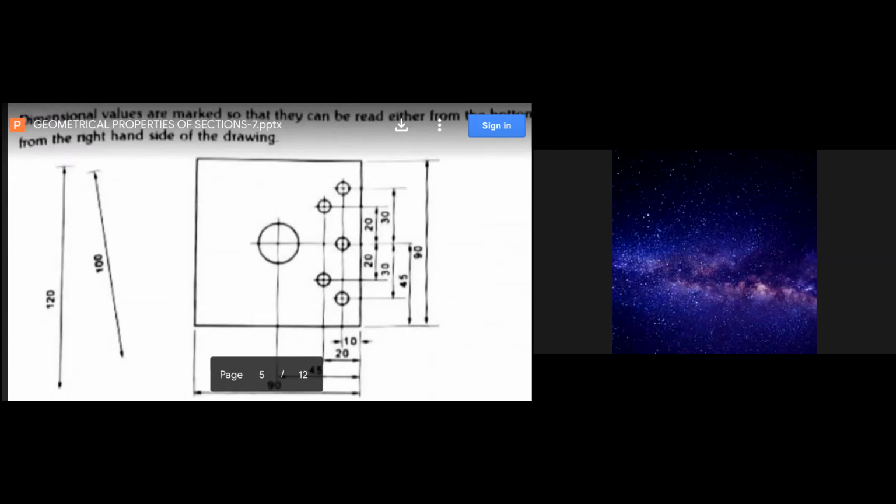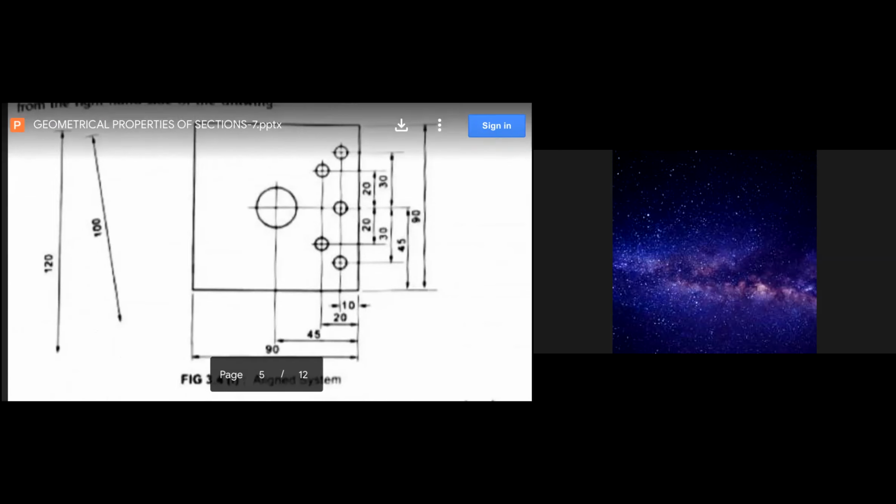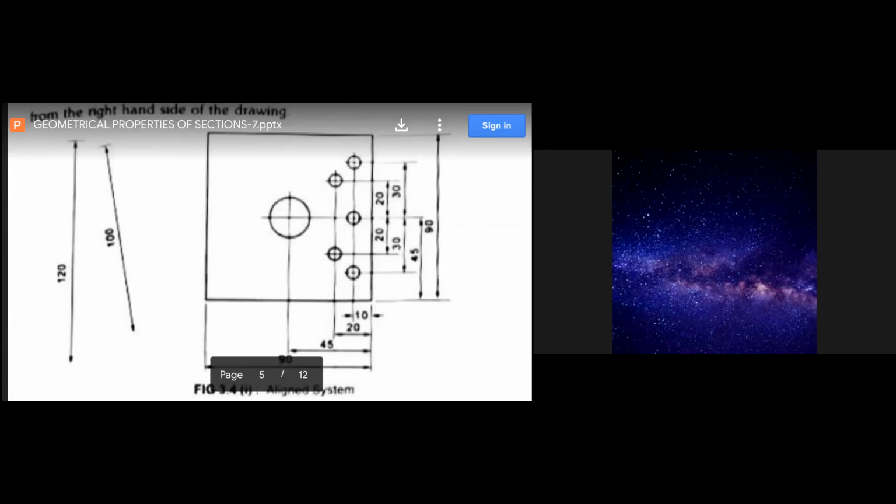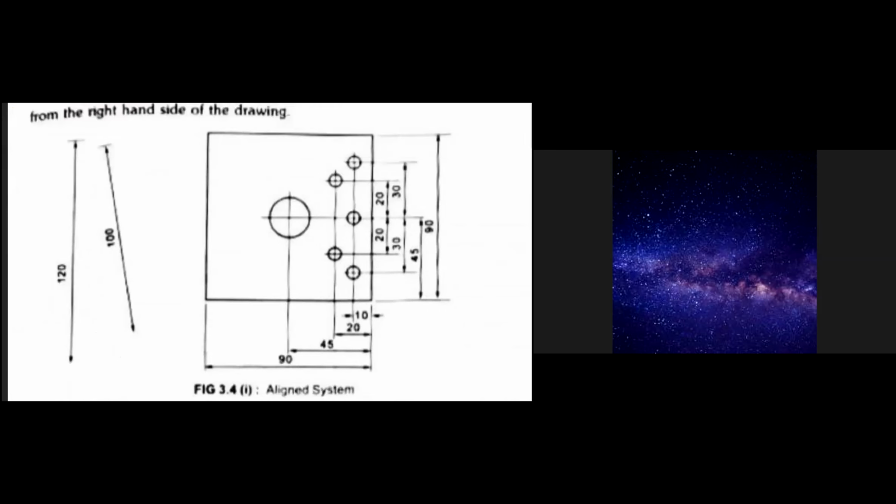So in this aligned system, we can write the dimensions to facilitate reading from the bottom side or right side of the drawing. And we have to write the dimension value above the dimension line, approximately at the middle of the dimension line. See here. So like this, you can write the dimensions in aligned system.